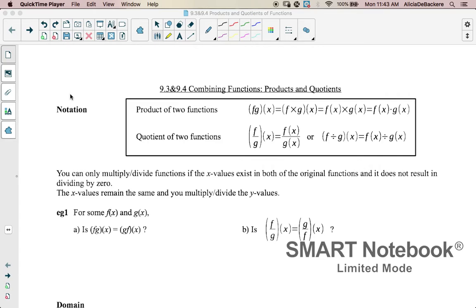Welcome to lesson 9.3 and 9.4. Your textbook splits this into two sections, products and quotients, but they're both pretty short, so I'm combining them into one. First, we're going to look at multiplying two functions, or the product of two functions.